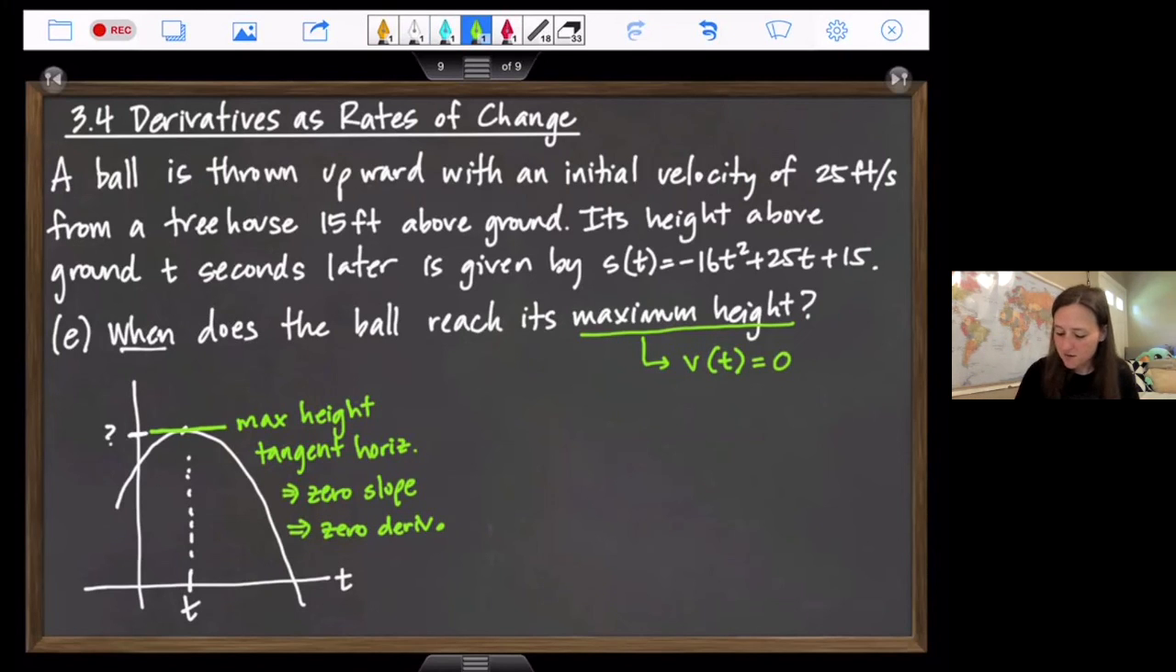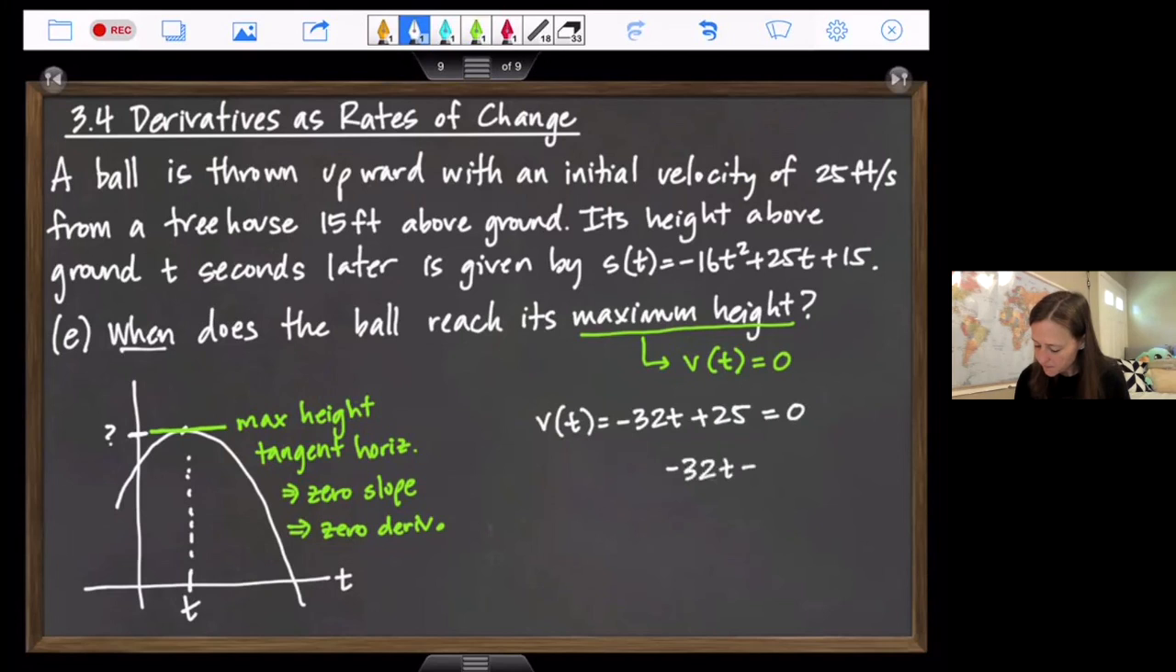So we're going to take our velocity function. Remember, velocity was equal to negative 32t plus 25. And we're going to set that equal to 0. That's a simple linear equation we can solve. I'm going to subtract 25 from both sides, and then we'll divide both sides by negative 32. So t is going to be negative 25 divided by negative 32.